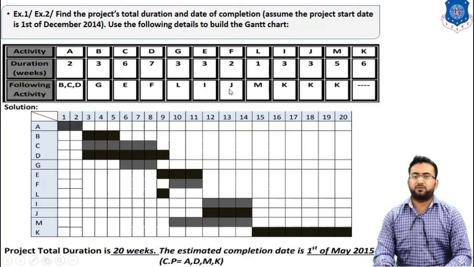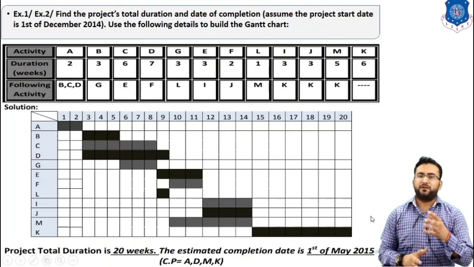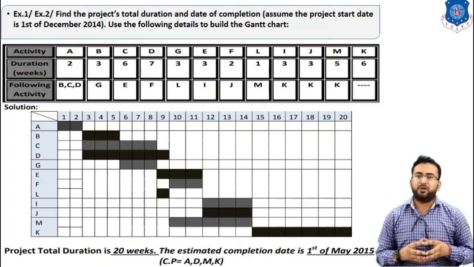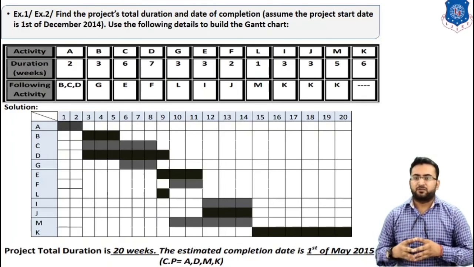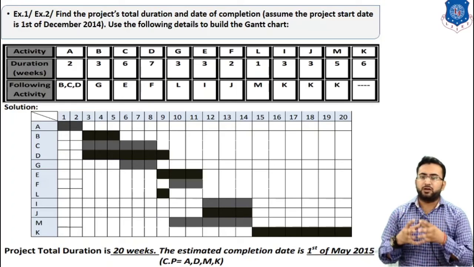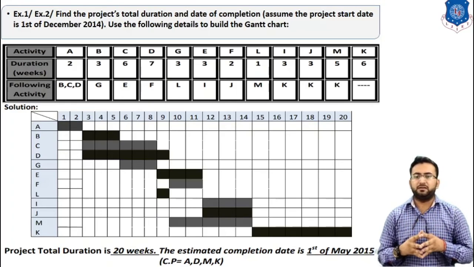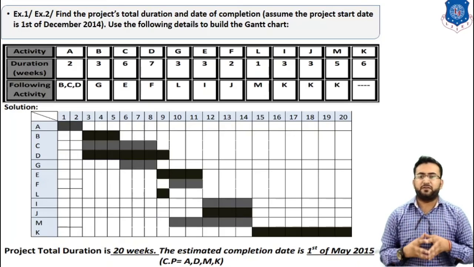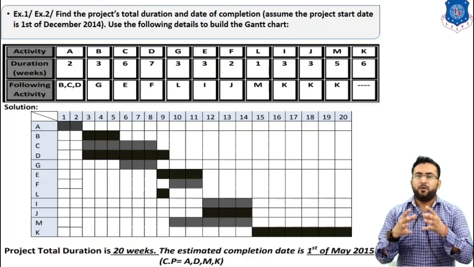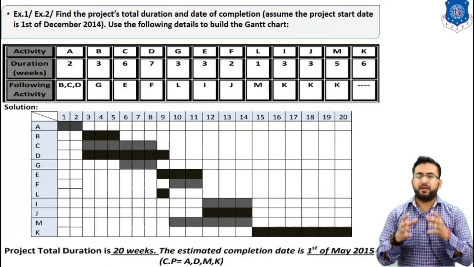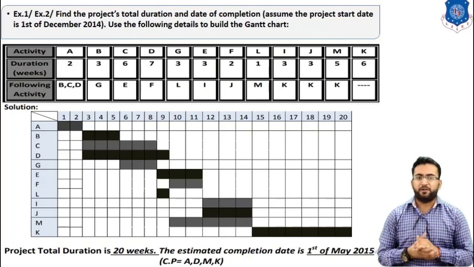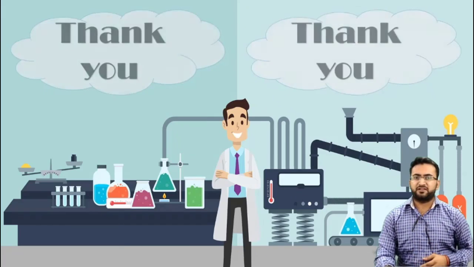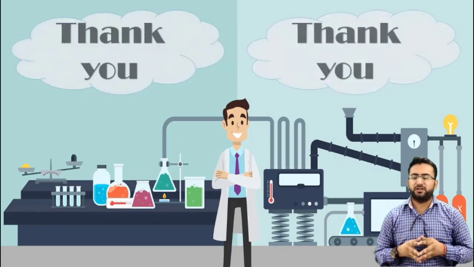After that, we draw the various activities in such a manner that we can find the maximum time taken for this chart. After completion, the total duration is 20 weeks, and the estimated completion date is 1st May 2015. The critical path for this diagram is A, D, M and K. So this is all about the bar chart. I am completing my lecture here. Thank you.